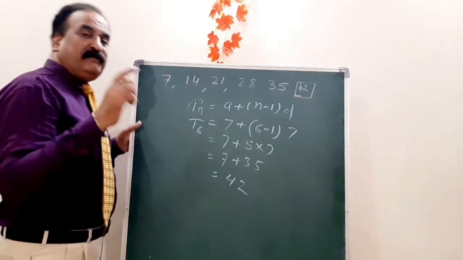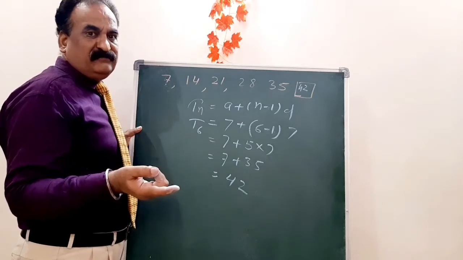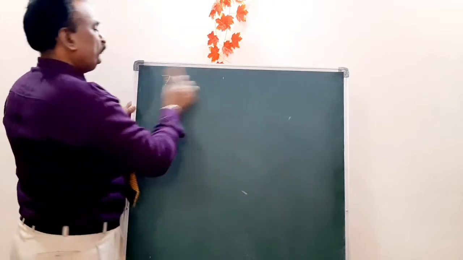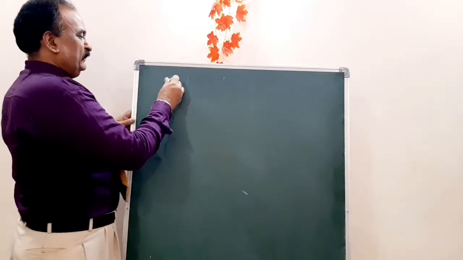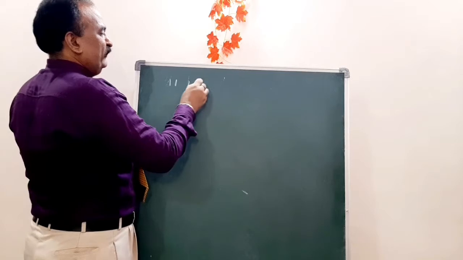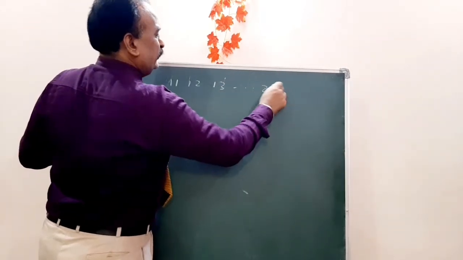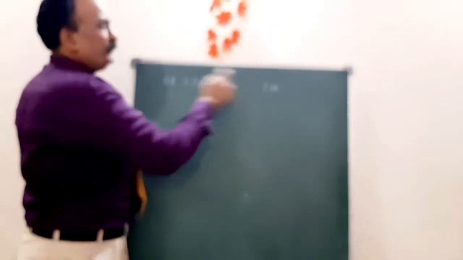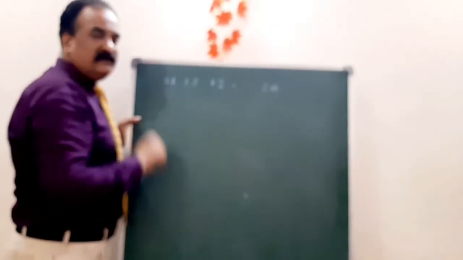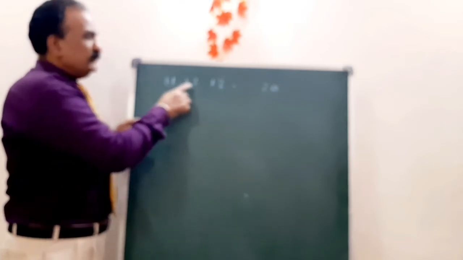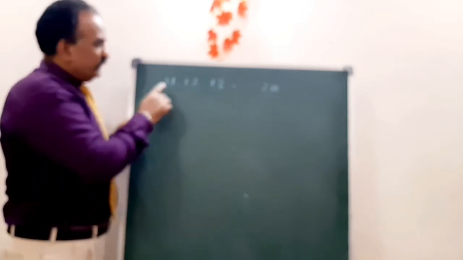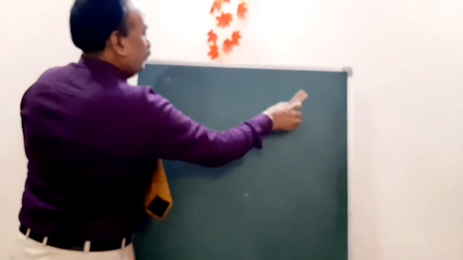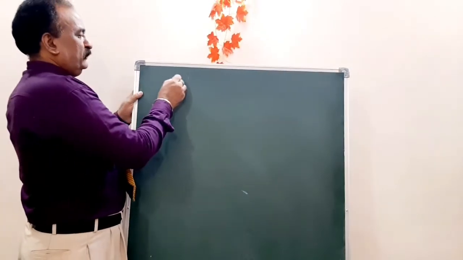It means what is the first term and what is the last term. Suppose you are writing the numbers 11 to 20. 11, 12, 13, dot, dot, dot, 20. The last term is 20. The common difference is 12 minus 11, which means 1. The first term is 11. Okay. Now one more question.